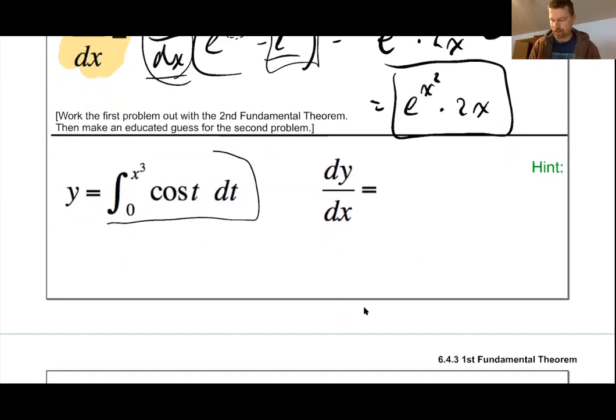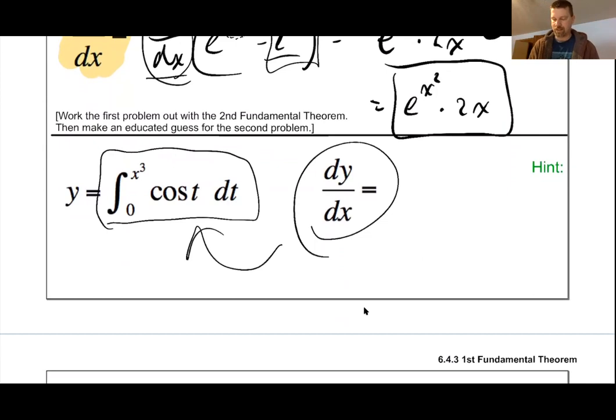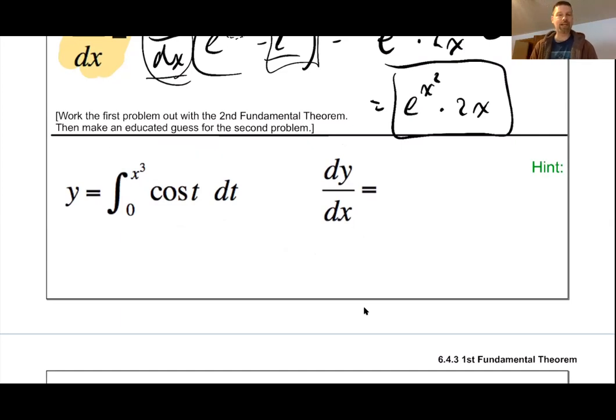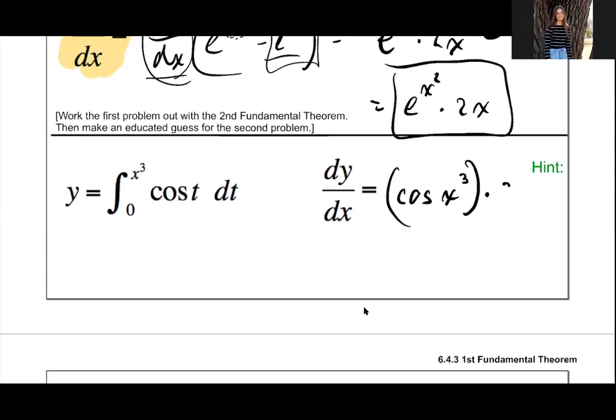Here I've got another integral, and I'm going to ask for the derivative of that integral. This time it's to the x cubed, not a problem. We can find the derivative of that integral. It's going to be the same exact function, but instead of cosine of t, it's going to be cosine of what? X cubed. Yeah. And then because of chain rule, it's going to be multiplied by what? 3x squared. That's all there is to it.